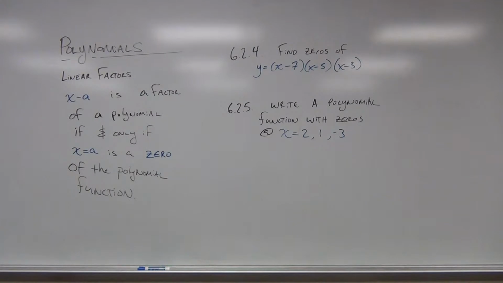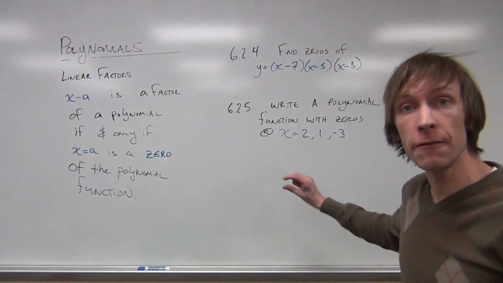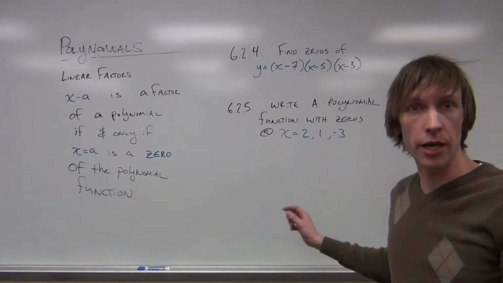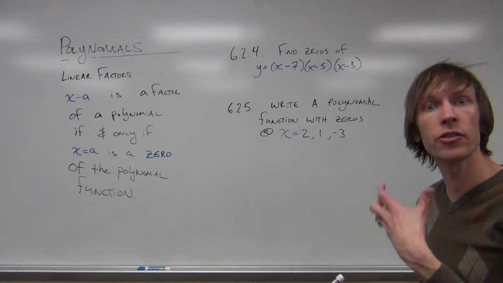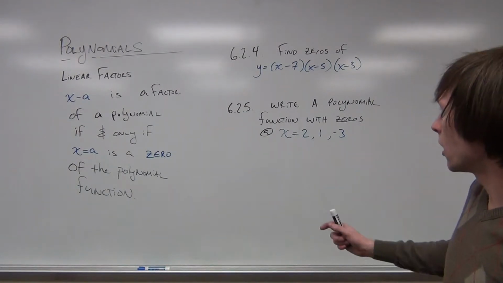Now what we can do is extend that out to sort of further our cause. If we are given zeros, then we can write a polynomial function that has zeros at those specific locations. So this allows us to create functions. This allows us to manipulate situations that we're given.